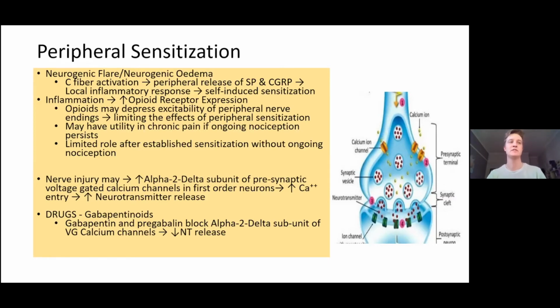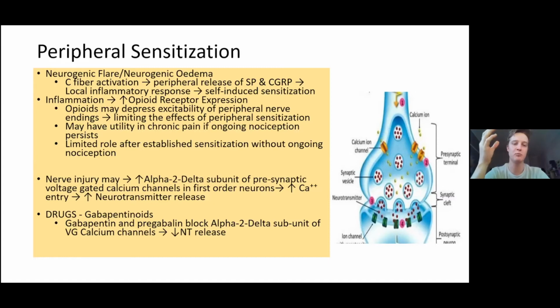There's also some thoughts that with peripheral nerve injury, as well as the sodium channel alterations, there's probably a change in the calcium channels located on the presynaptic terminal. So at the presynaptic terminal, usually it's calcium influx that triggers the release and degranulation of neurotransmitter vesicles. And this alpha-2 delta, which is what you hear when you hear about gabapentin and pregabalin, is a subunit within the voltage-gated calcium channel.